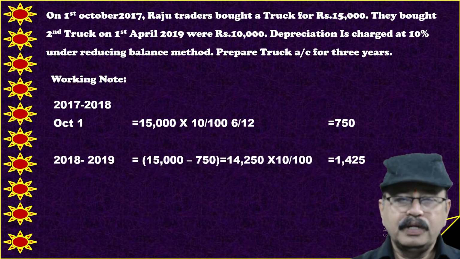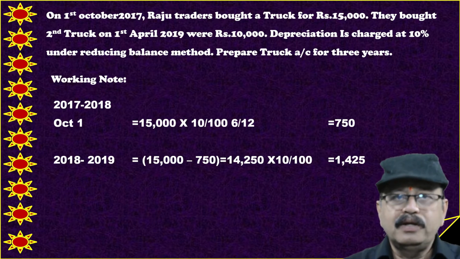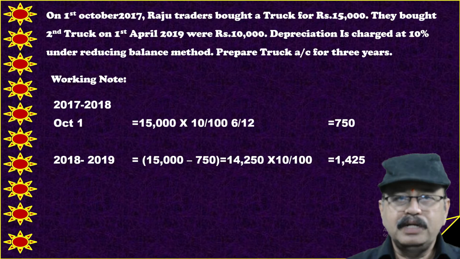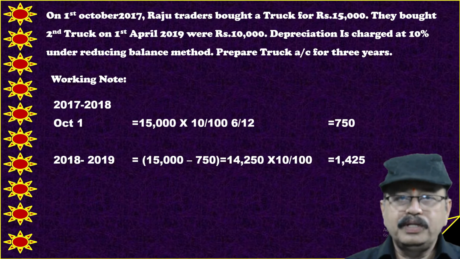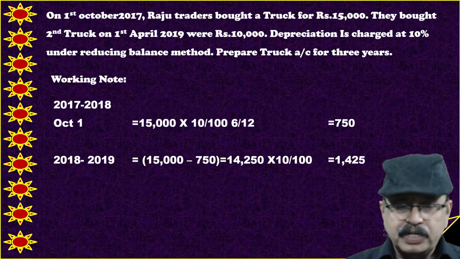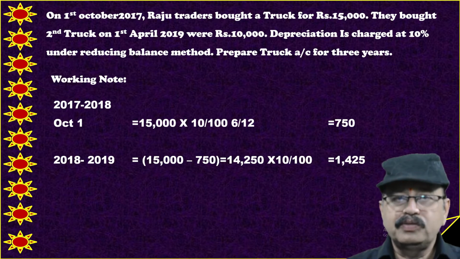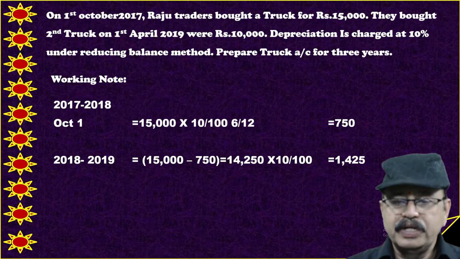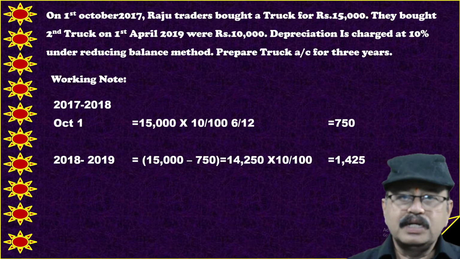Then 2018 to 19, on 2019 March 31st we are going to calculate the depreciation. The same truck will work the full second year, so we have to take full depreciation. We are doing this question in the diminishing balance method, so from 15,000 we should minus 750 depreciation, which equals 14,250, the net value of the truck, into 10 by 100, so 1,425. That is the second year depreciation on the first truck.